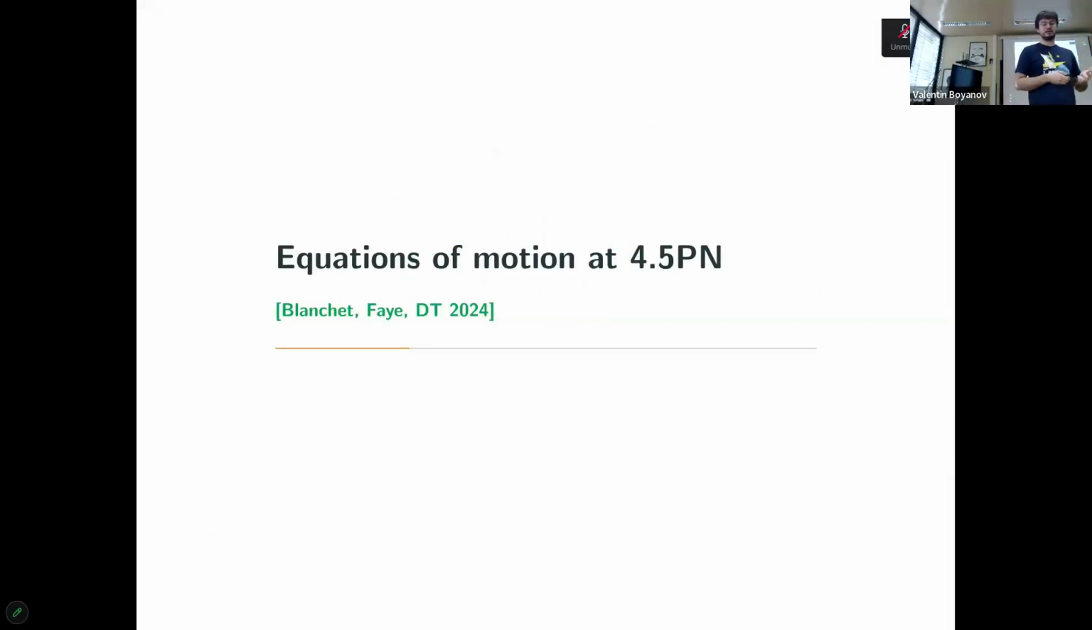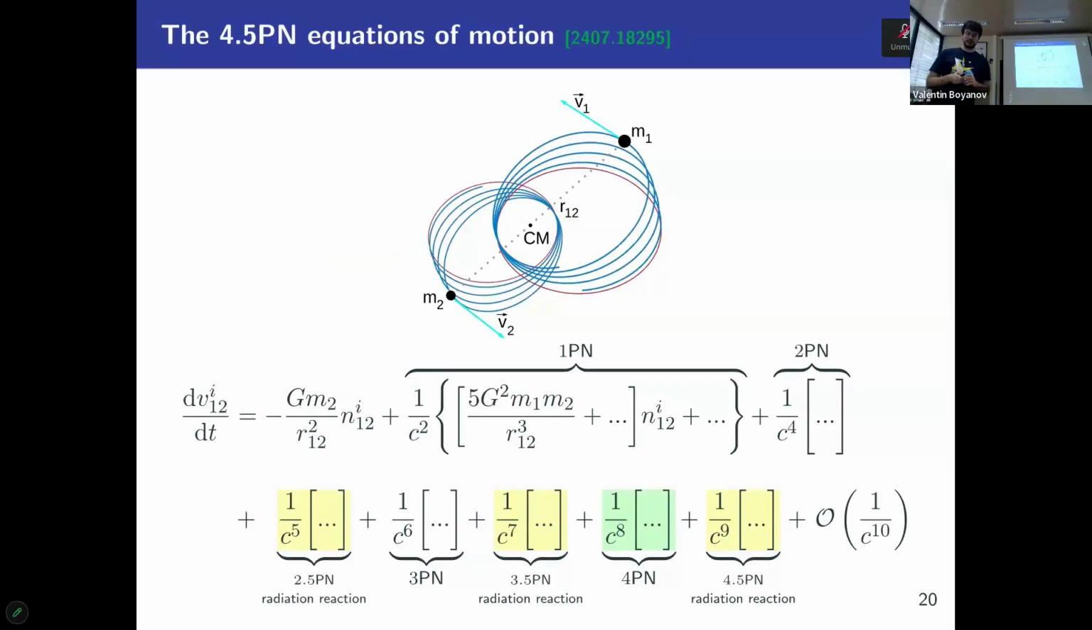Right. So now this was for the fluxes in the radiative sector. Now I'll be discussing the work in the radiation reaction sector. So we're going now back to the equations of motion, back to the near zone. Basically the acceleration is given by Newton's law plus PN corrections, which are conservative here. And the first radiation reaction piece enters at 2.5PN. I'll be presenting results at 2.5, 3.5, and 4.5PN order. Note that at 4PN, you have both conservative and dissipative effects, but these are well known, so I won't be discussing them.